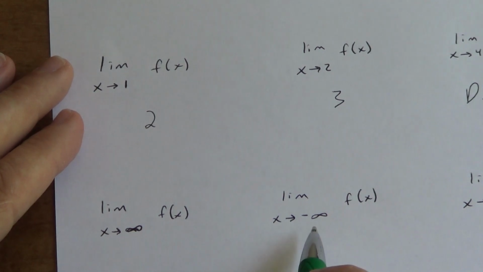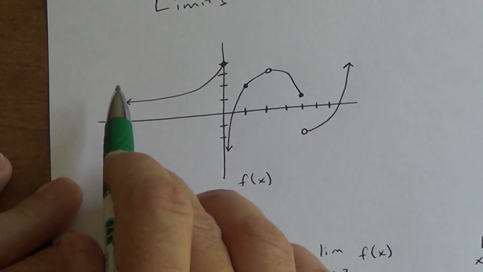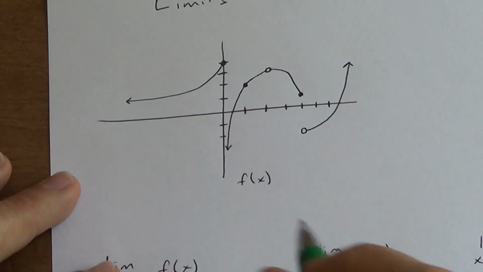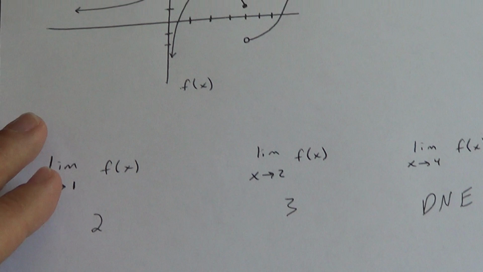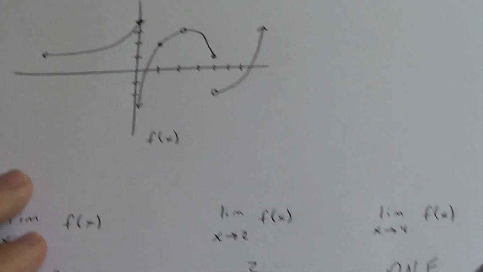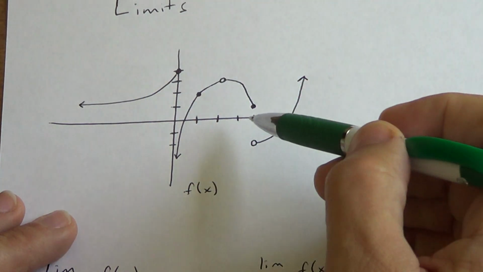All right, as x approaches negative infinity, we just talked about this one right at the end. As x gets extremely large in a negative direction, my y value is settling down toward this asymptote of 1. So this answer would be 1. All right, what about the limit as x approaches 0? As x approaches 0 from the left, my y value is at 4.